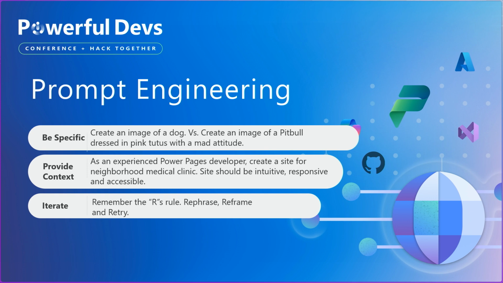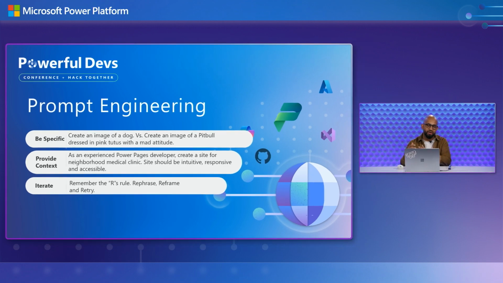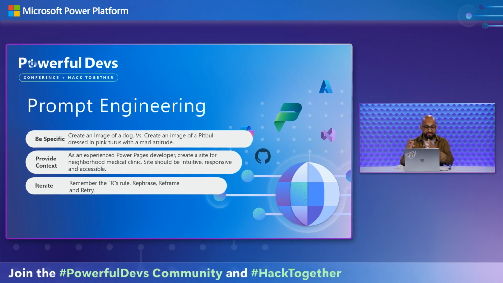Provide context. So when I write my Power Pages code, I always tell Copilot who I am. I am a Power Pages developer working on a particular feature set within VS Code, that is. And then finally, iterate.